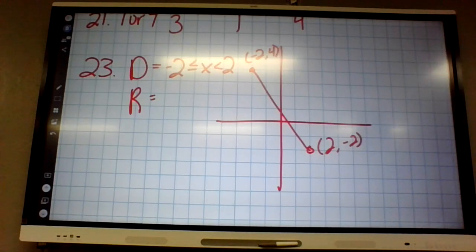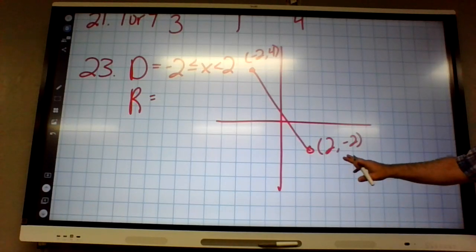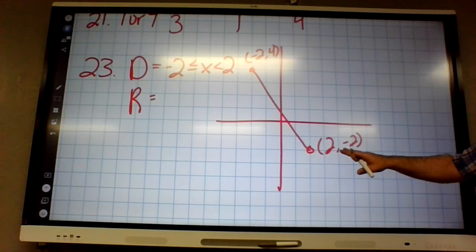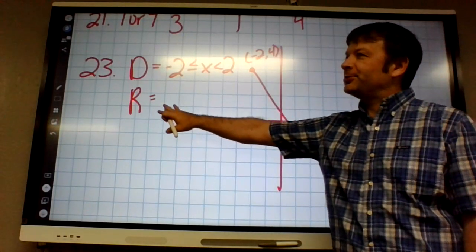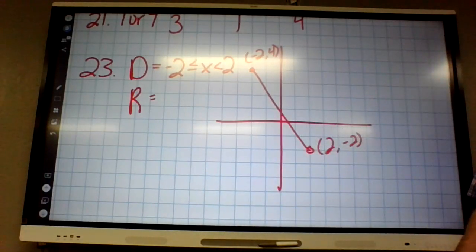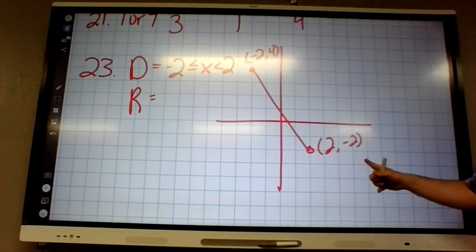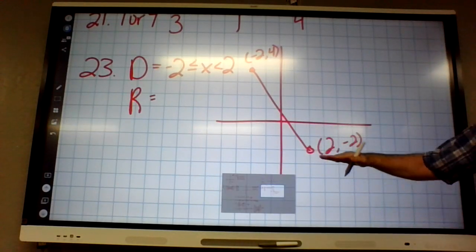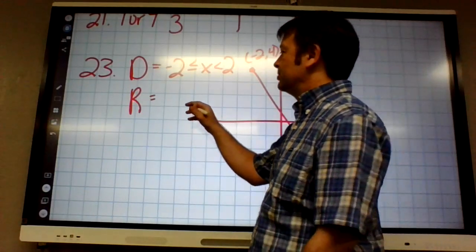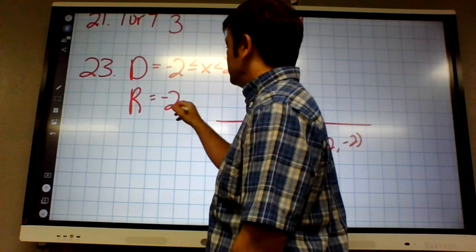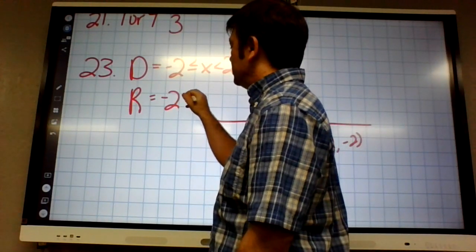Okay, I guess we are back to the beginning. What is the range? It's the y value. So what's our smallest y value, Whitley? -2. And what's our highest? 4. Okay, so it's kind of the same thing, from -2 to 4. So -2 is greater than or equal, or less than or equal to?